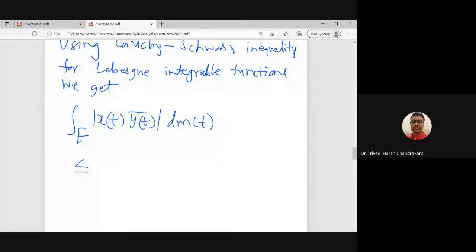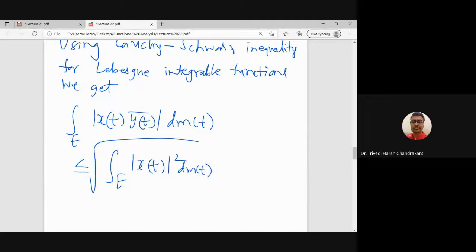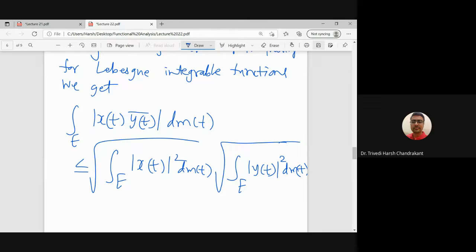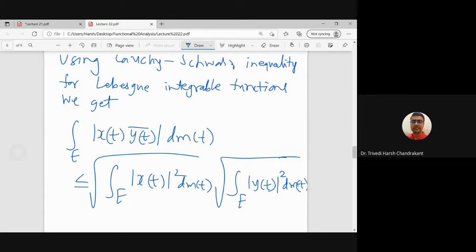Yes, Anurag. We apply the Cauchy-Schwarz inequality on this, so what will we get? So this is basically the integral from a to b. Okay, if you don't remember, let me write it down. It is the square root of the integral of modulus of x(t) squared, times the square root of the integral of modulus of y(t) squared, dm(t). So this is the standard Cauchy-Schwarz inequality when we have an inner product in terms of an integral.